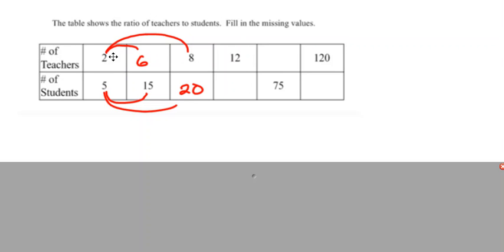Which one's going to help me get there? Either this one or this one. I'm going to do 2 because it's easier. Times 6.